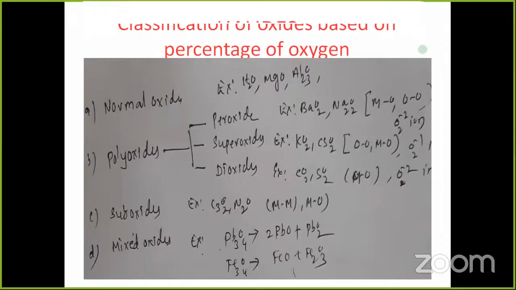We discussed these in the 3rd group, 4th and 5th families; mixed oxide and suboxide all came up. So basically we classify them into categories: normal, poly, sub, mixed. Polyoxides again are of 3 types: peroxide, superoxide, dioxide. A question will definitely be framed from this: which of the following is a dioxide, a suboxide, a mixed oxide, a peroxide, a superoxide?